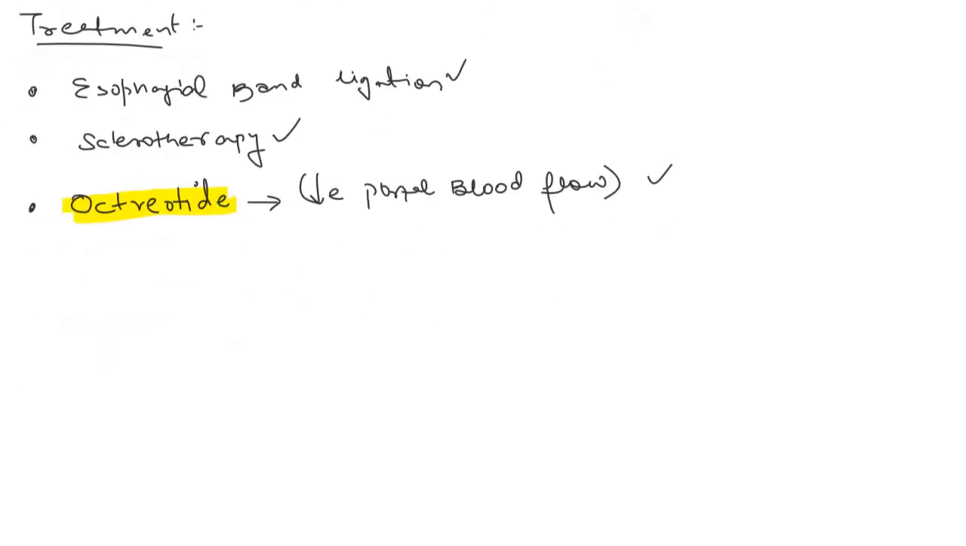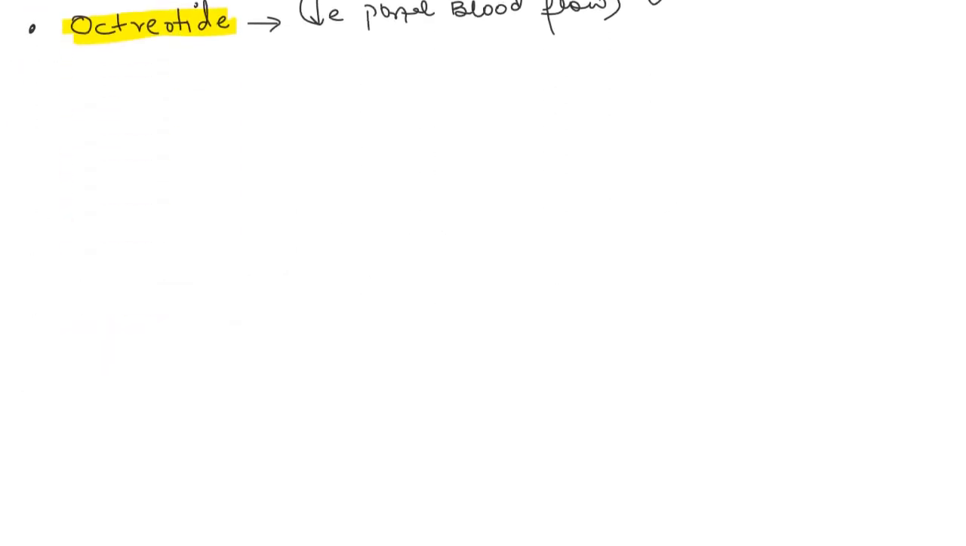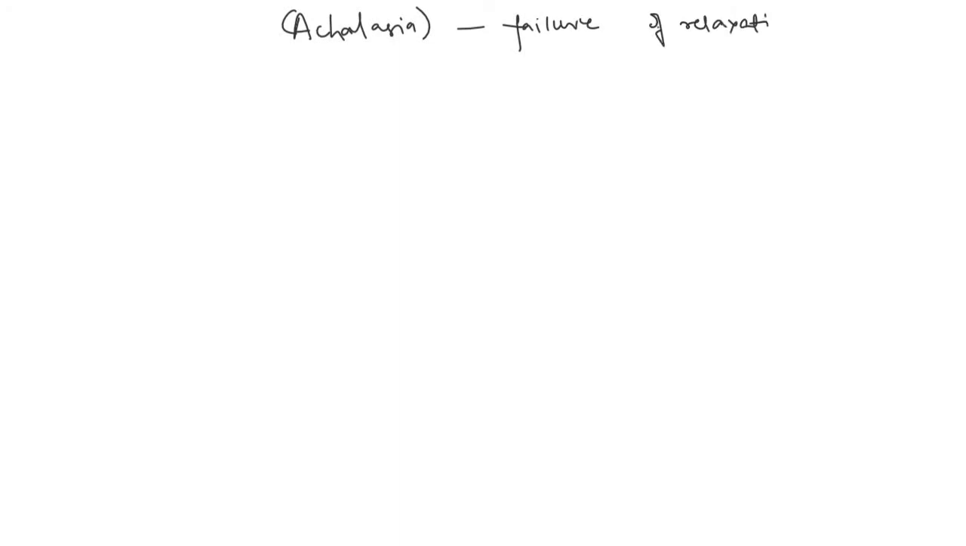The next pathology that we will be discussing over here is achalasia cardia. So let's talk about achalasia cardia. Now achalasia is a condition in which there is failure of relaxation. So there is failure of relaxation in this case.